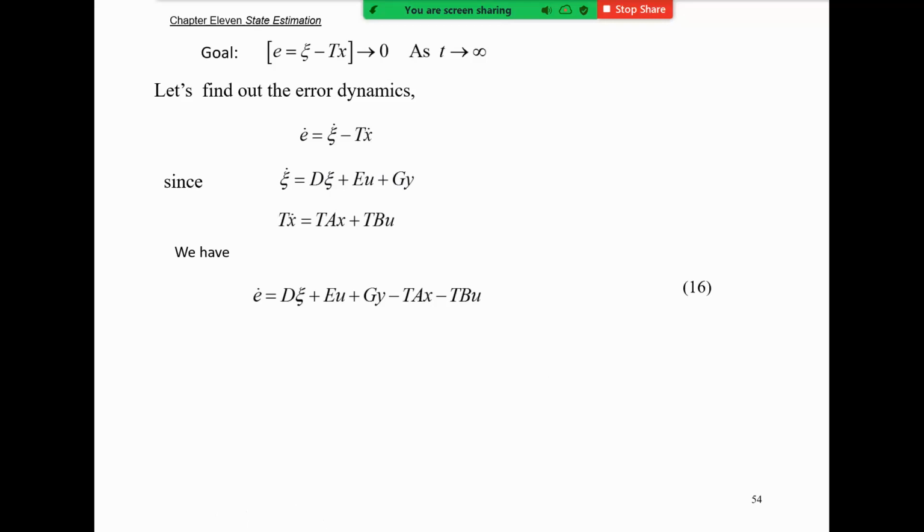The equation looks more complicated than the original full-order observer. That equation is quite simple, but here it involves a number of design variables. Remember, we're going to design D, we're going to design E, and we're going to design G. In the full-order observer, we only need to design G, the gain for the output. So, this is the equation. What's next?